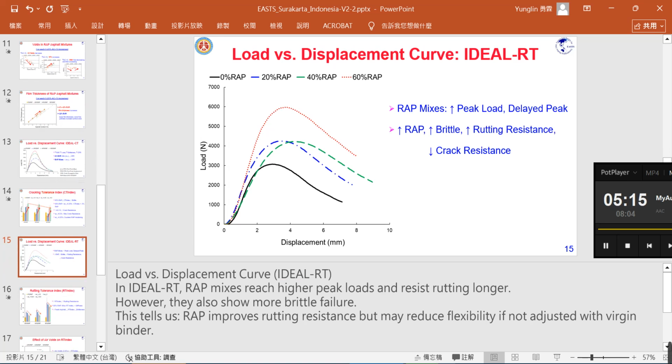Load versus displacement curve, ideal RT. In ideal RT, RAP mixes reach higher peak loads and resist rutting longer. However, they also show more brittle failure. This tells us RAP improves rutting resistance but may reduce flexibility if not adjusted with virgin binder.